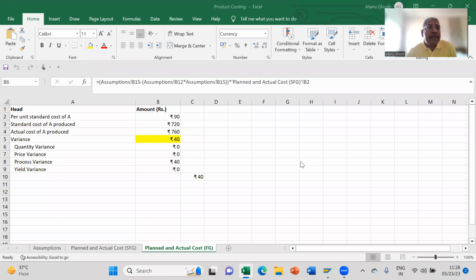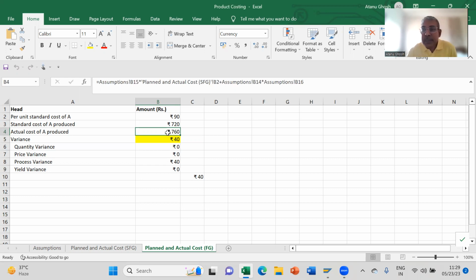Now let us understand why we used the standard cost of B to calculate the actual cost of A and not the actual cost of B. There are two perspectives that you need to look at. One is the management accounting perspective, the other is the financial accounting perspective. Let us first handle the management accounting perspective.